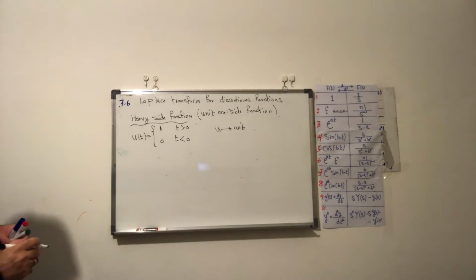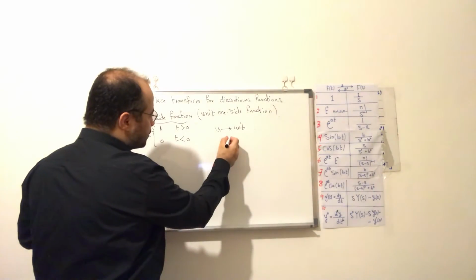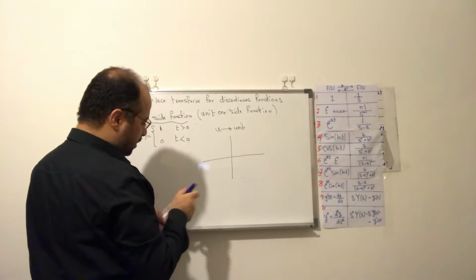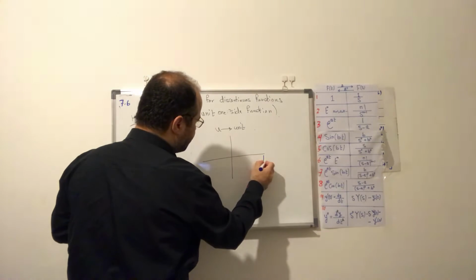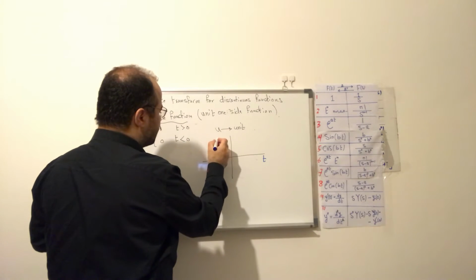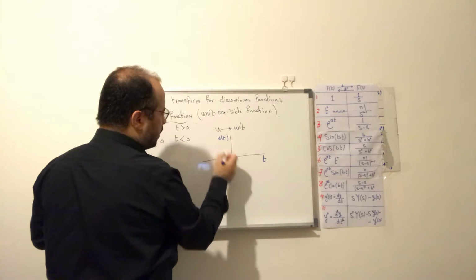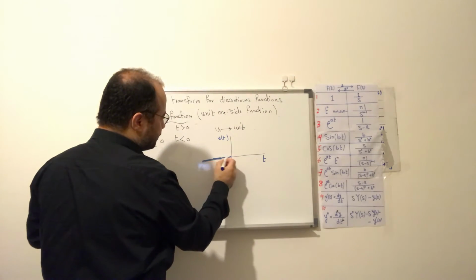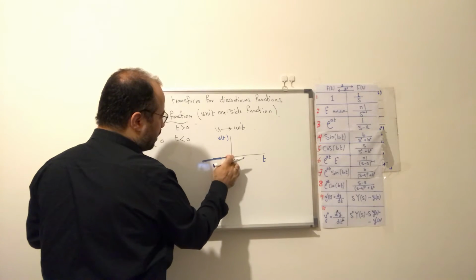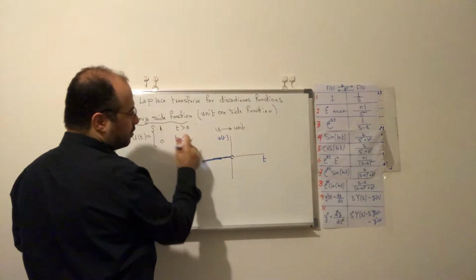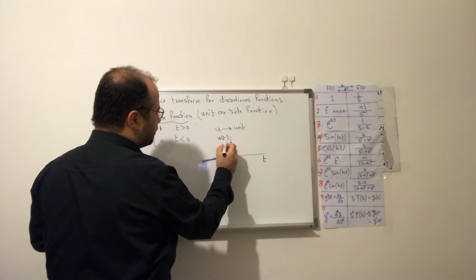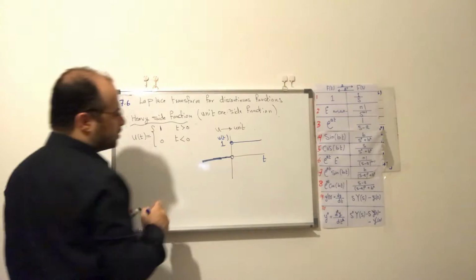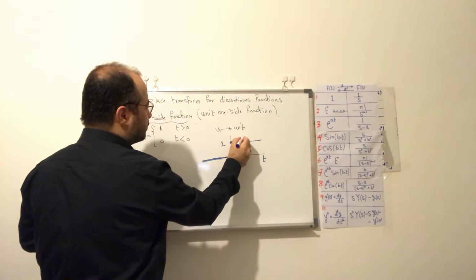Now let me show you the graph for this function, just to tell you what kind of function this is. So we have here the t, and here is u of t, right? Now when you graph this, it is 0 here, and it is discontinuous at t equals 0, and here is the 1. So here is 1 unit. So this is u of t.